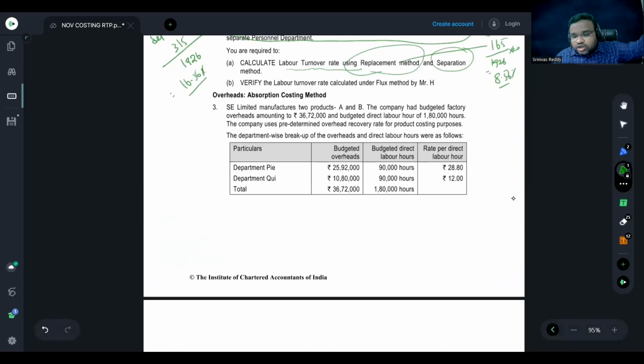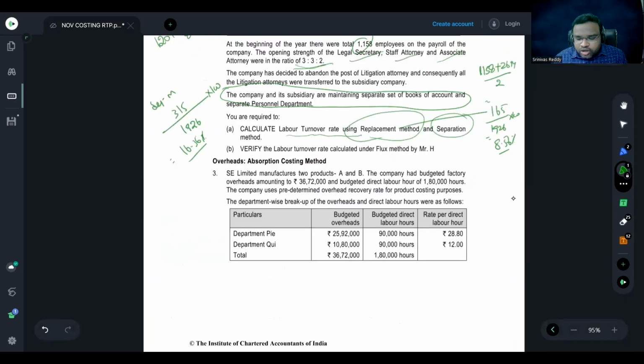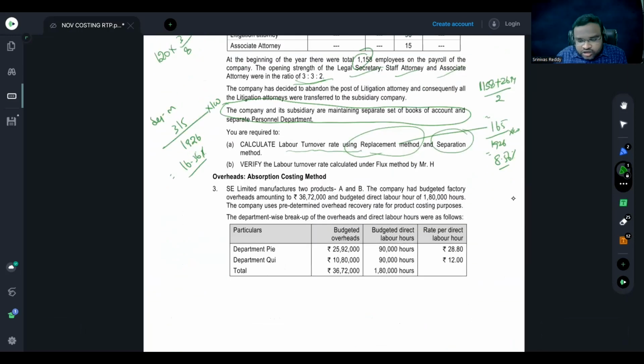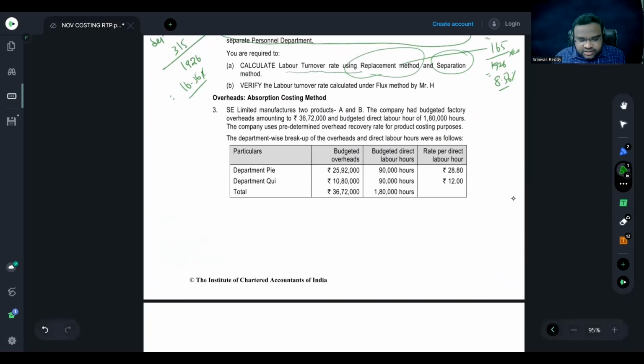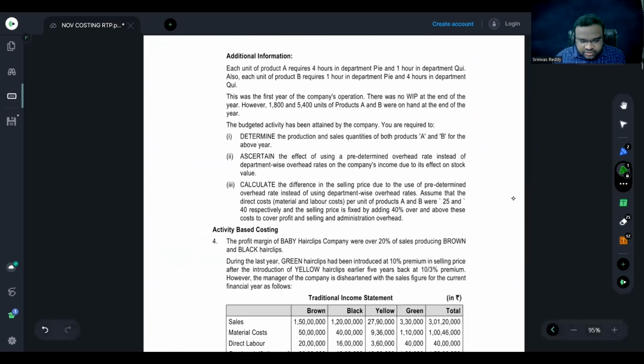Now let us go to the overhead chapter. So in employees cost, you have a bonus policy. So please be focused on Rowan's plan, Halsey plan. Please be focused on the theory part. And we have labor turnover rate and the cost of labor turnover. Important question. I think questions number 1 and 2 in our material. Please be focused on those questions also. Okay. Right. Let us go to question number 3.